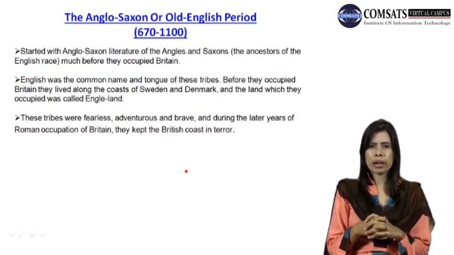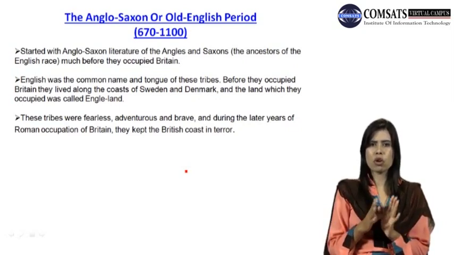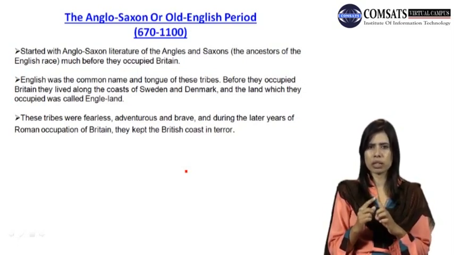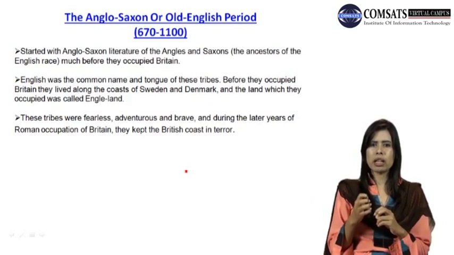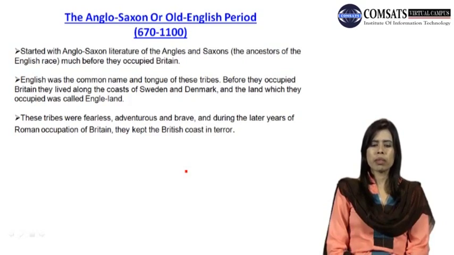They ruled over England for a longer period of time. That is why their literature is also very important. So my dear students, here you have to keep in mind the concept of Anglo plus Saxon, and know where they came from, and that the land which they occupied was England.